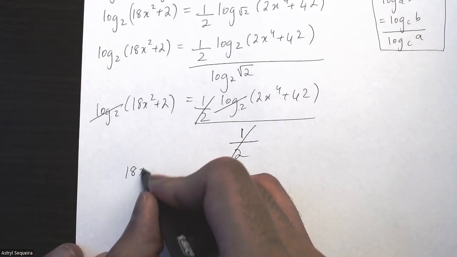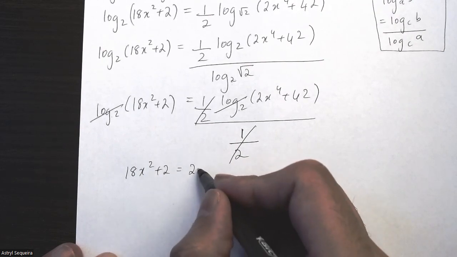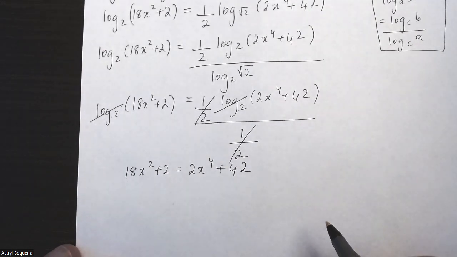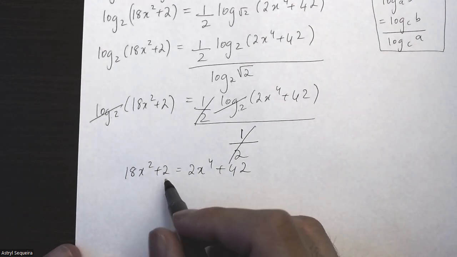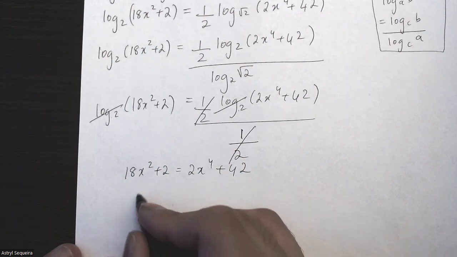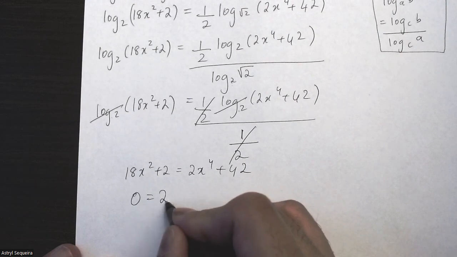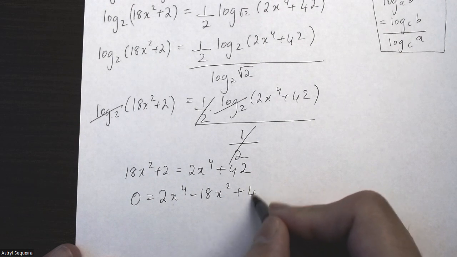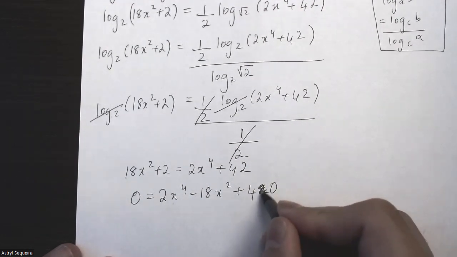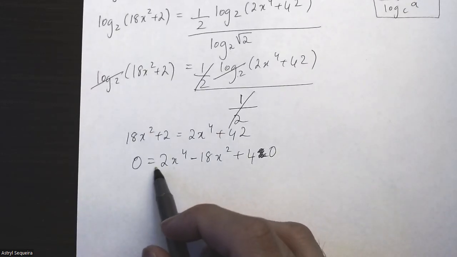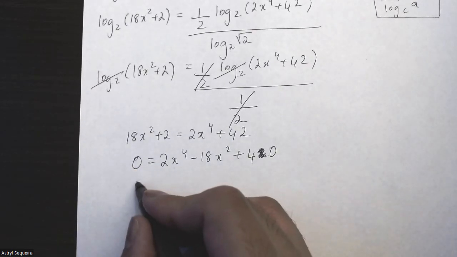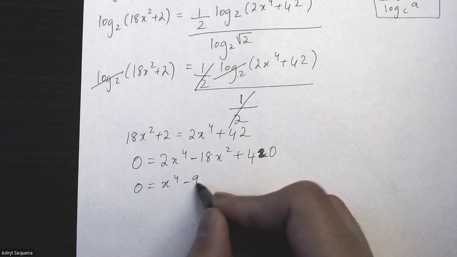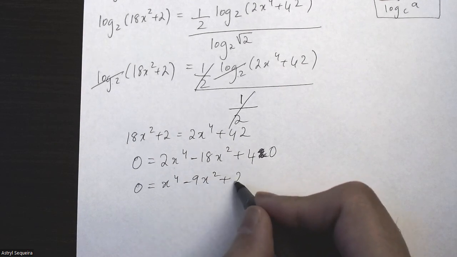You're just left with 18x squared plus 2 equals 2x to the 4 plus 42, which is just a quartic equation. And then I'm going to move all the terms to the right side and make it equal to 0. 2x^4 minus 18x squared plus 40. Oops, why did I write 420? Then I want to common factor this. I can common factor out a 2, so I'll just divide everything by 2. x^4 minus 9x squared plus 20.